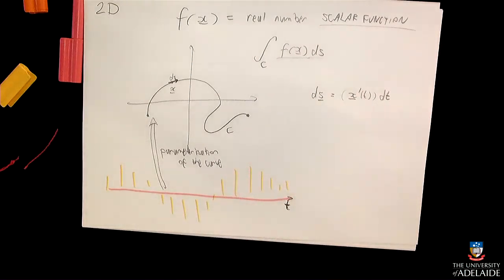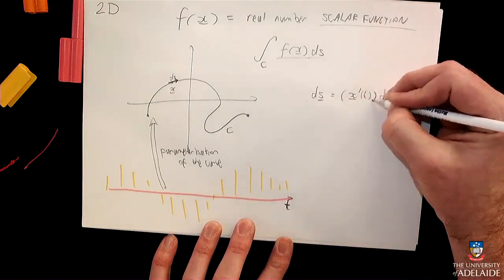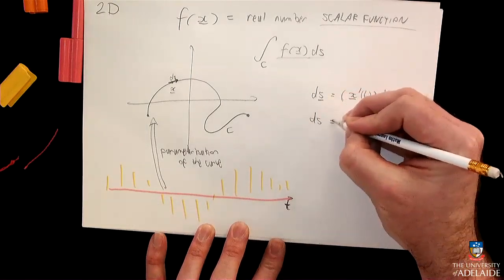Whatever, sorry. I find it really hard to call it r. It's a position in space, so I want it to be x, but that's all right. So that's what this is, and ds is the length of that.